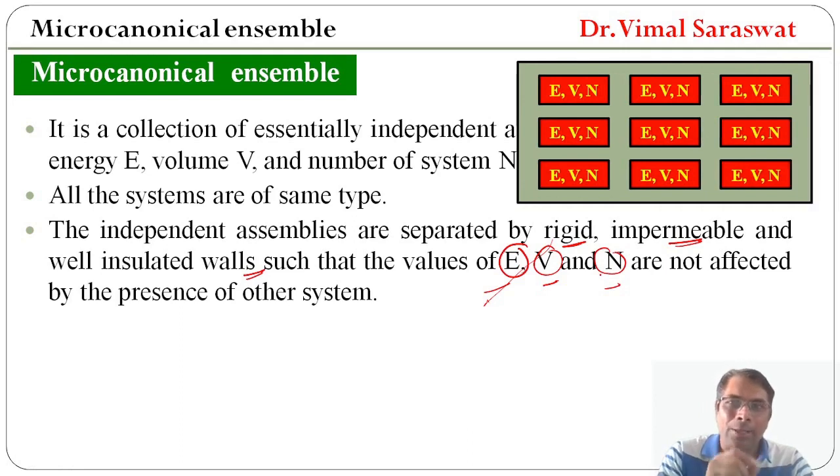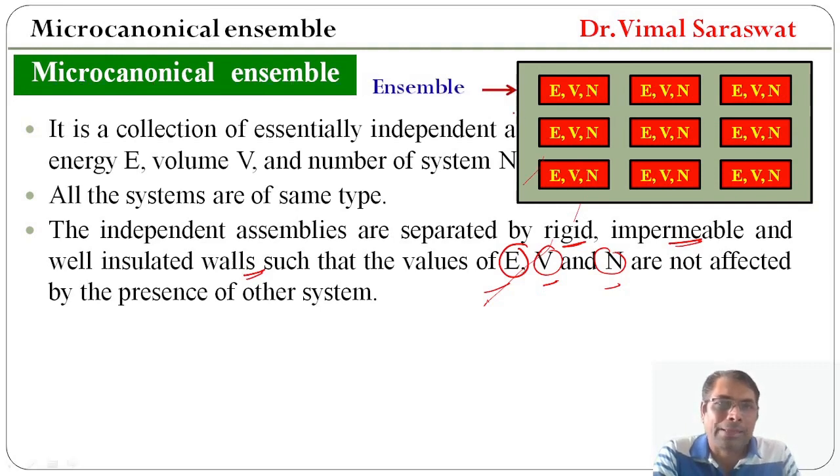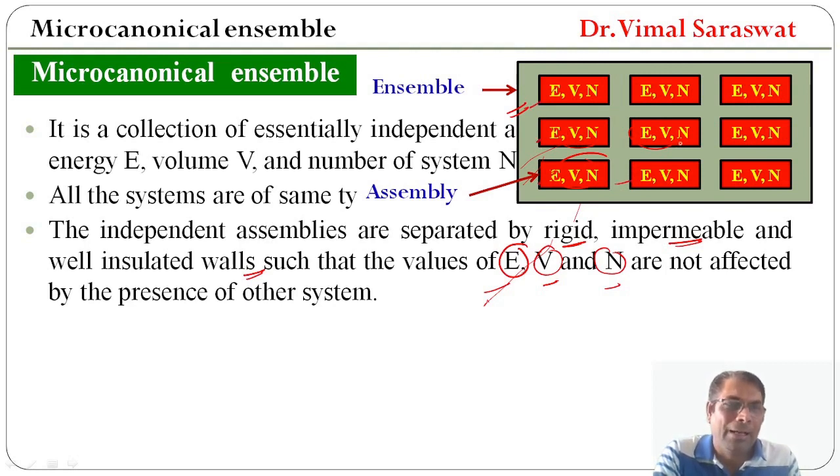Now here we are showing a microcanonical ensemble. This is our ensemble and these are independent assemblies. It is clear from this figure that each assembly has the same energy E, the same volume V, and also the same number of particles, or the same number of systems, N.